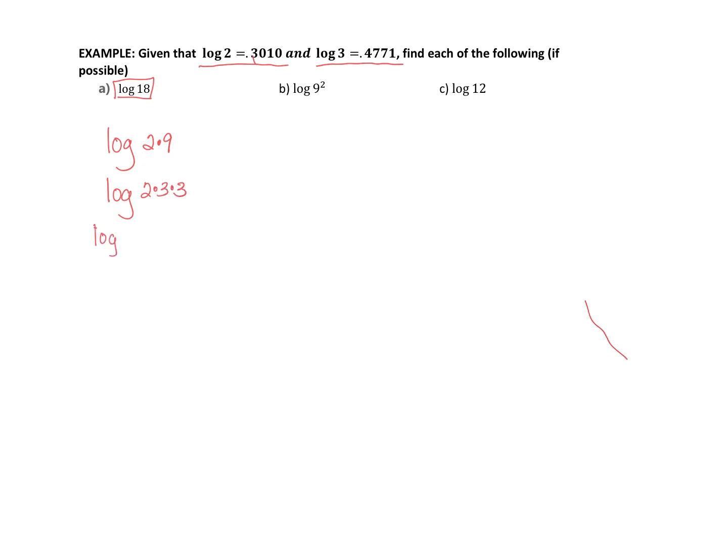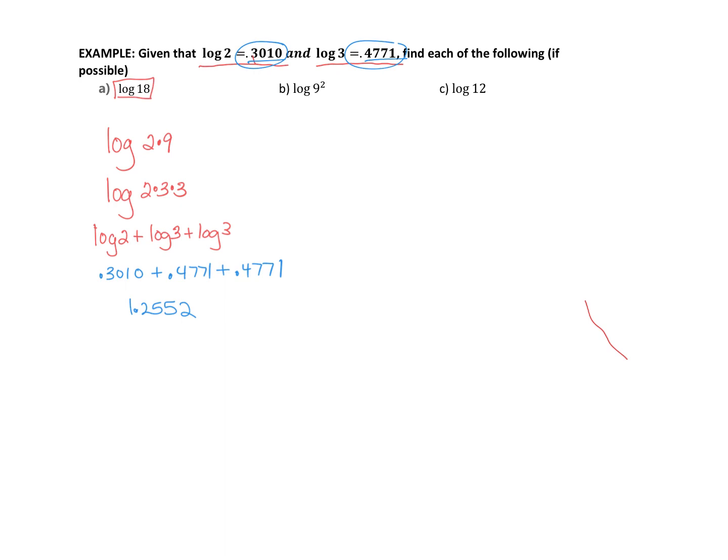So I could make this log 2 plus log 3 plus log 3, and then I would use these values. So 0.3010, 0.4771, and 0.4771. I get 1.2552. We can check that on our calculator, log 18, and we get 1.25527 and so on, but we only had 4 decimal places here. Okay, let's look at the next one.